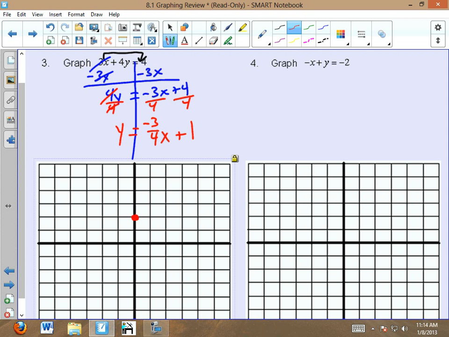Now, you might want to write these arrows next to your slope, just so you remember. The top number is up or down. You guys struggled with that. The bottom number is right or left. If my top number is negative, what does that tell me?